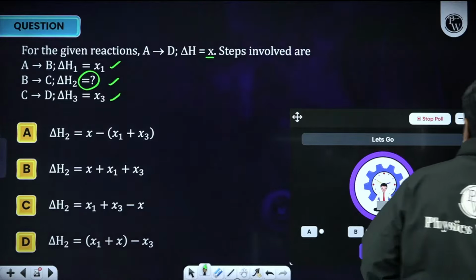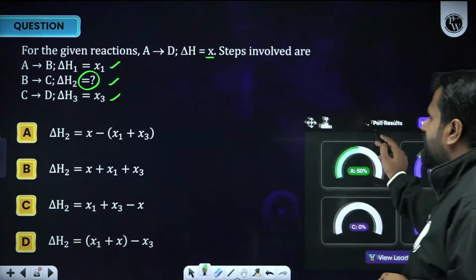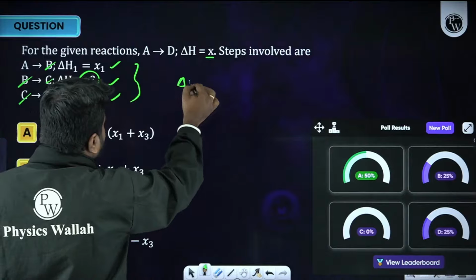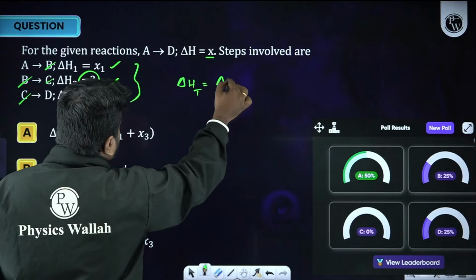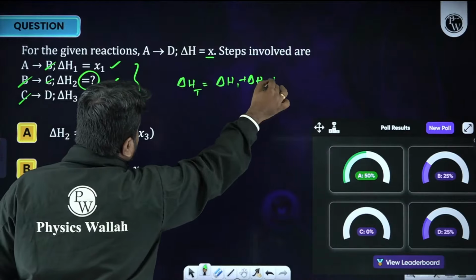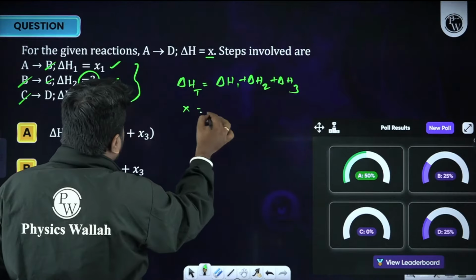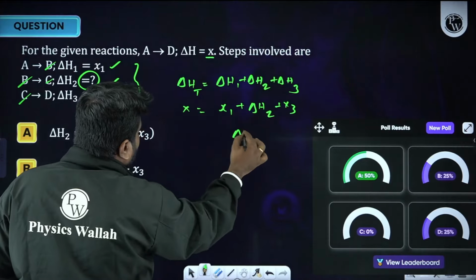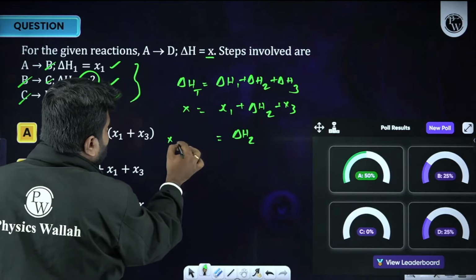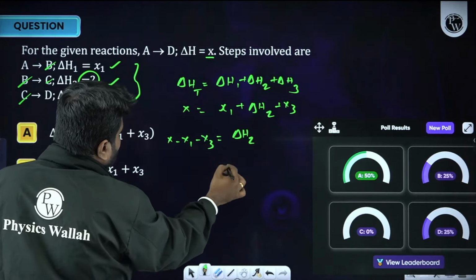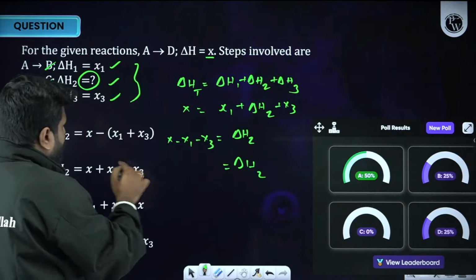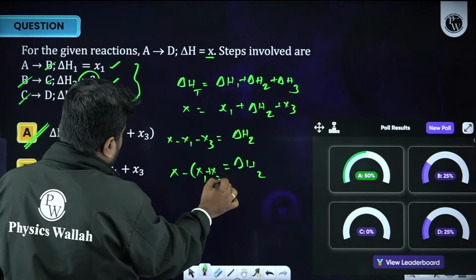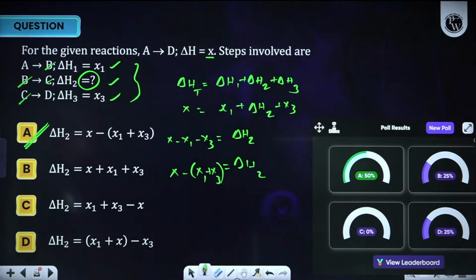Very simple question. So option A will be the answer. What we know: A to D. Just I need to add the equations. So if I add, delta H total will be equal to delta H1 plus delta H2 plus delta H3. What they told is X is equal to X1 plus delta H2 plus X3. So delta H2 will be equal to X minus X1 minus X3. So minus X1 minus X3, automatically option A will be the answer. Yes, option A will be the correct answer.